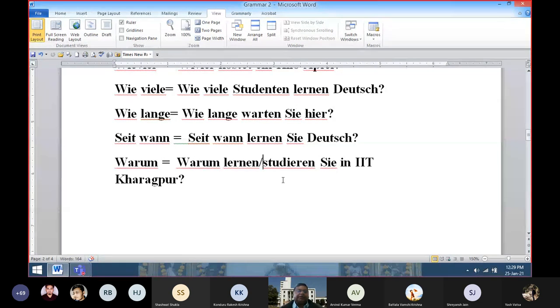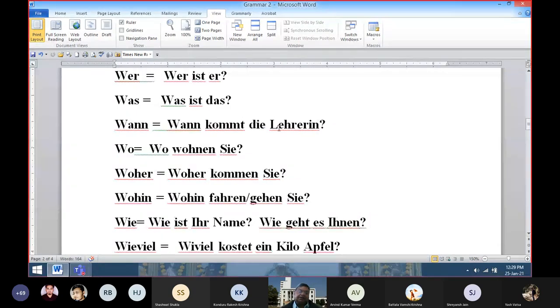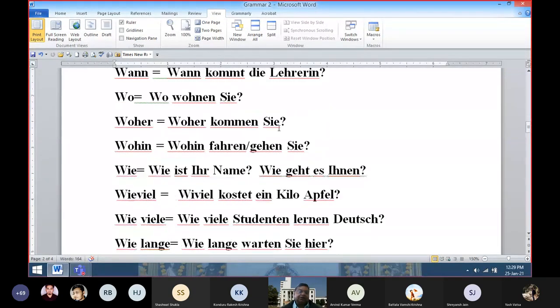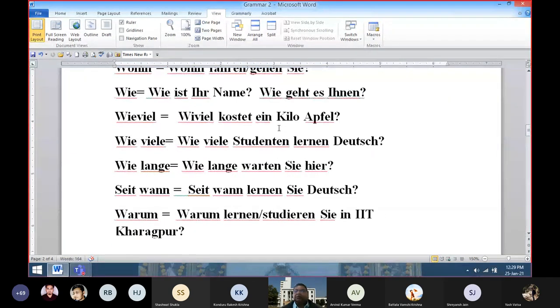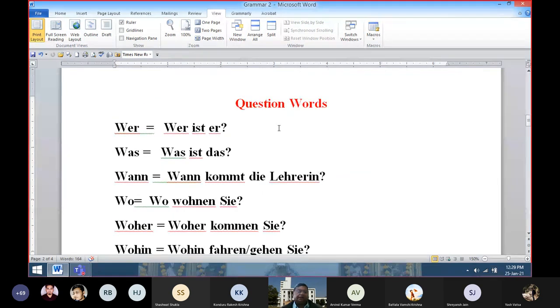So I have given, with examples, all these question words which might be coming in the text in different lessons. So you should be aware of these question words. Is it okay with everybody? If you have any doubt, please ask. If anything is not clear, please ask.